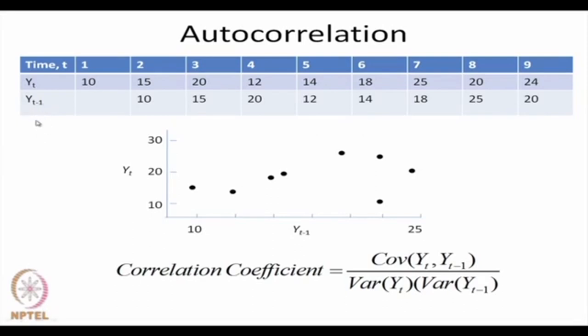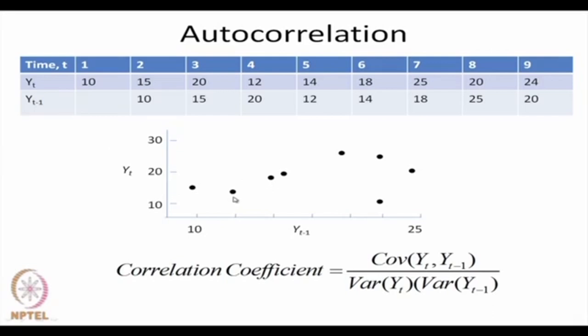If we instead consider y t minus 2, then when t is equal to 3, 10 will come here, 15 will come here, 20 will come here, 12 will come here. So, we shall have another time series that is basically y t lagged by 2 time periods, and similarly we can have y t lagged by 3, 4, 5, 6 periods. Now, suppose we consider only the one period lag time series, y t minus 1, we can now find the correlation between these two time series.